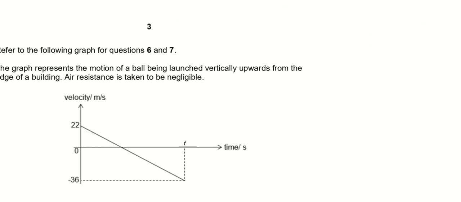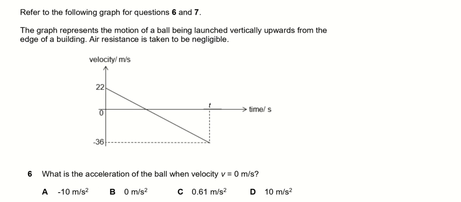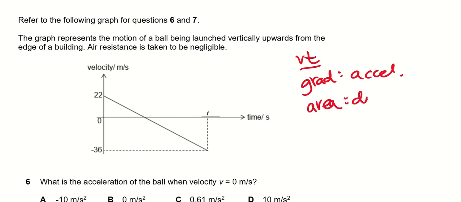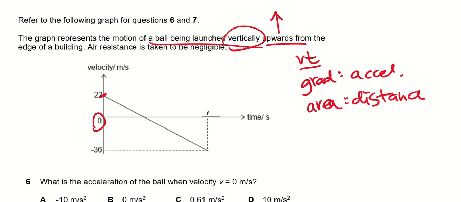Question 6 is a VT graph. What is important about a VT graph? Two things. The gradient represents acceleration, and the area under the graph represents distance traveled. The story is that the ball is being launched vertically upwards. At time equals 0, it is launched upwards, and you see that it has a positive velocity of 22. That means going up is taken as positive.